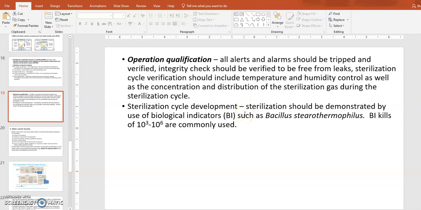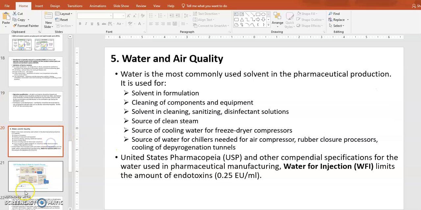killing the contaminants. So you can maybe use a biological indicator such as Bacillus stearothermophilus cells, and you need to place that during the sterilization cycle and see if it's really killing. So the log reduction should be demonstrated. Okay, so here's a burden of validation.